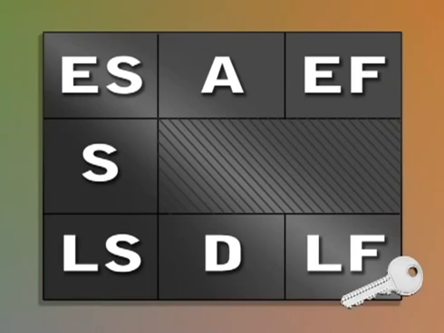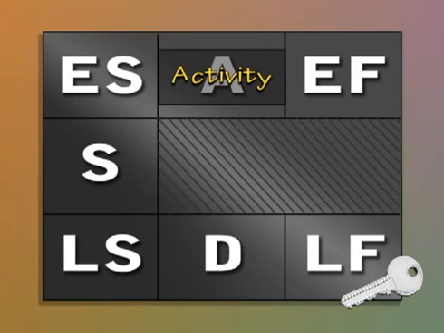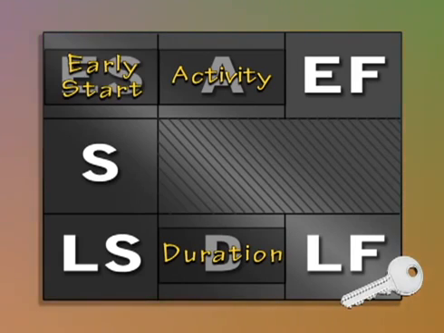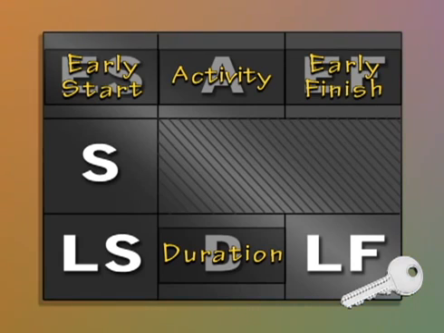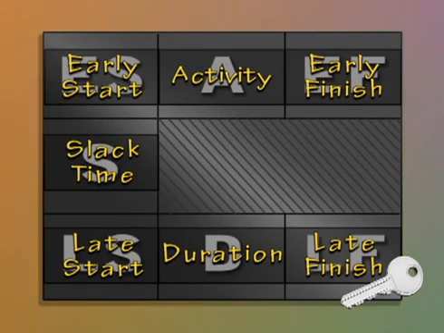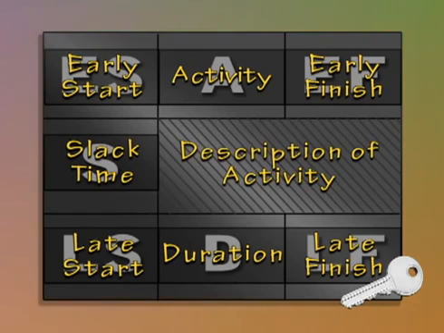We're going to use a method that's a little different than in your book. We're going to use this key. If you'll notice in the center block, A represents activity, and down here D represents duration, whereas ES is early start, EF is early finish, LS late start, and LF late finish. Over here we're going to have S, which is equal to slack time. You'll notice this block right here where I have the diagonal lines. All that is a block where you can write a description of the activity if you choose to do so.